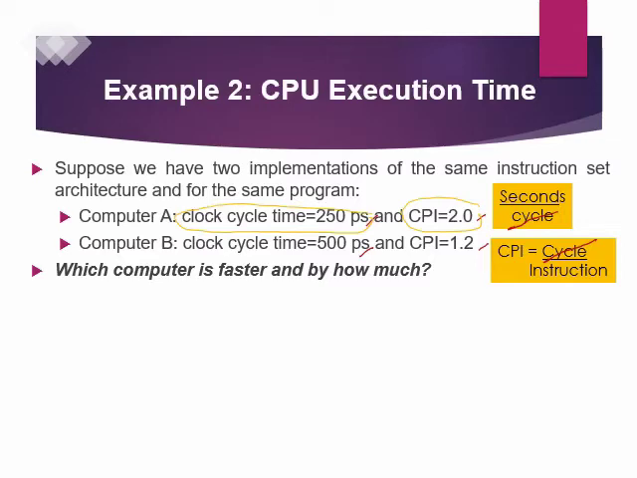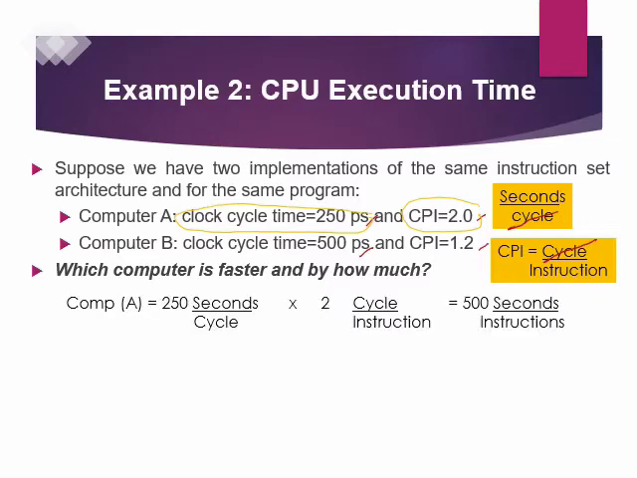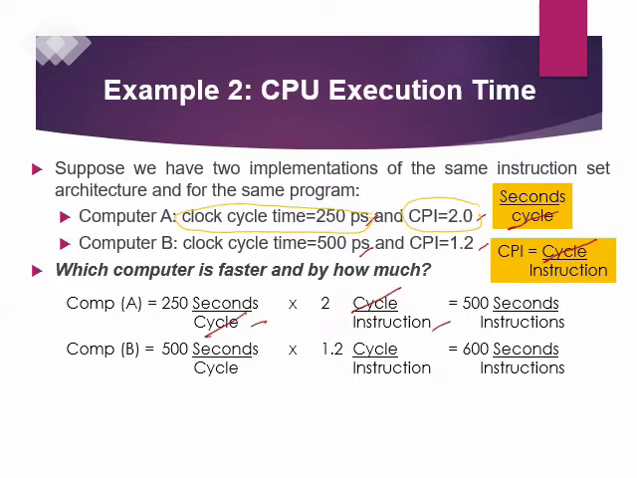So first, let's get that seconds per instruction for each computer. So at computer A, this is the formula. Just use seconds per cycle times cycle per instruction. We cancel cycle. So we get for computer A, it takes 500 seconds per instruction. For computer B, we end up with 600 seconds per instruction. So now we have the same unit, seconds per instruction.